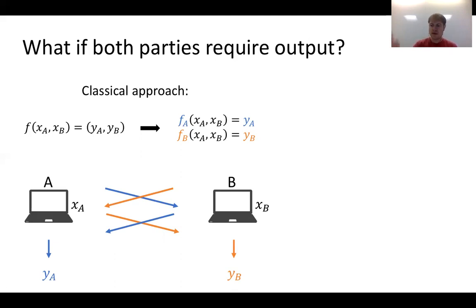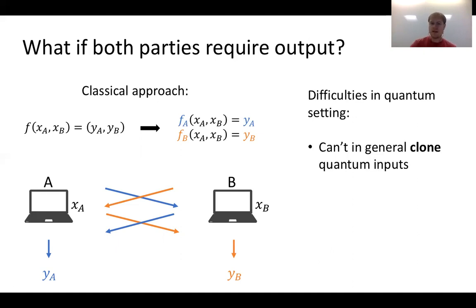This is a natural approach, and it can be made to work in the classical setting. However, there are some significant barriers to making this work in the quantum setting. One reason is that this seems to require cloning inputs. You need to run these two parallel protocols on the same set of inputs. But if your inputs are quantum, you can't in general clone them.